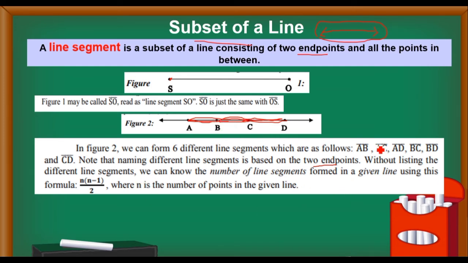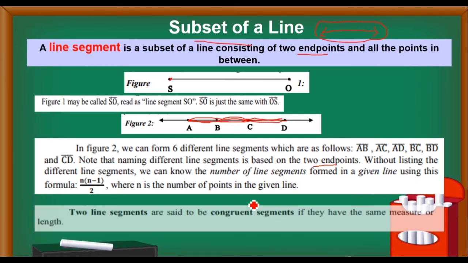Kasi pag inilista natin kagaya nito, ito 4 points lang. Paano kung 10 na points? So, napakarami nun. Okay? So, meron po tayong ginagamit na formula. Ano po yun? So, yung N or the number of points, yung N times the quantity N minus 1 all over 2, where N is the number of points in the given line. So, yan po yung formula na gagamitin natin mamaya.